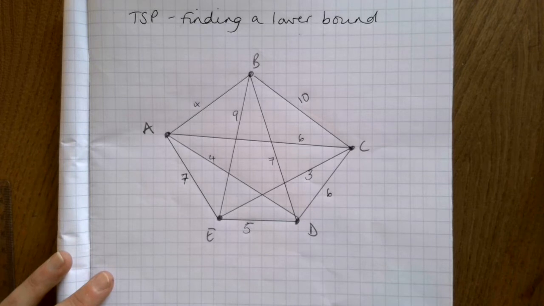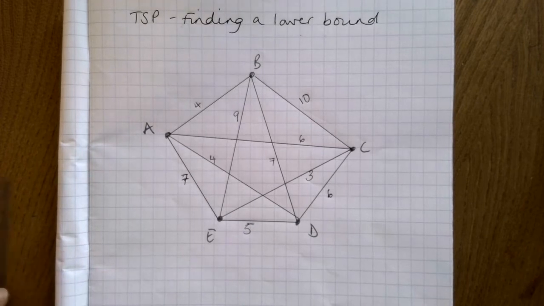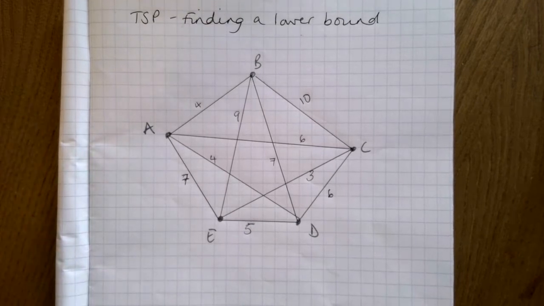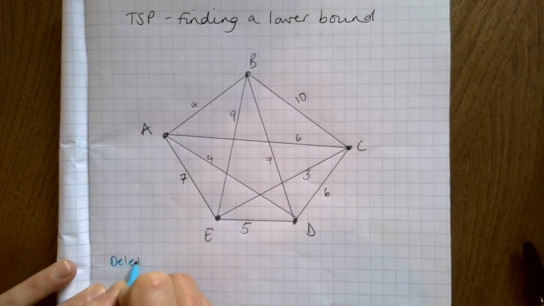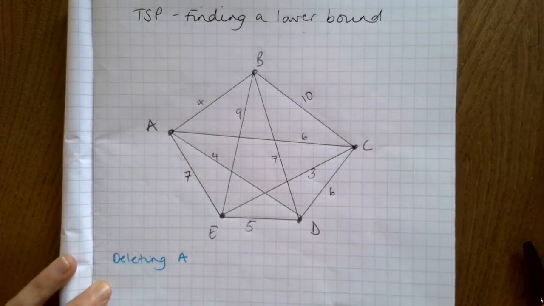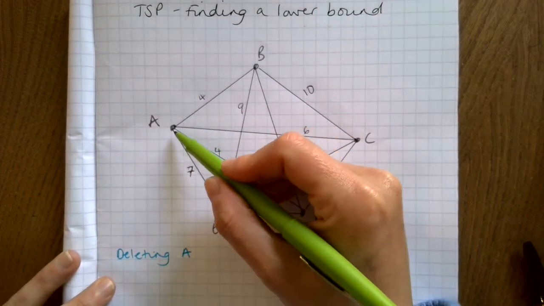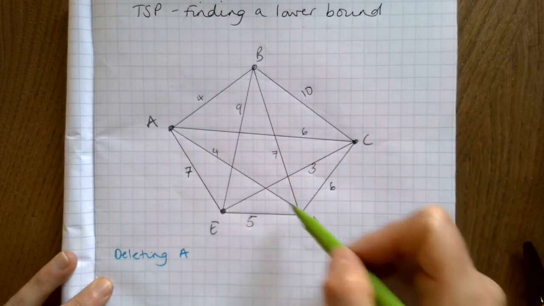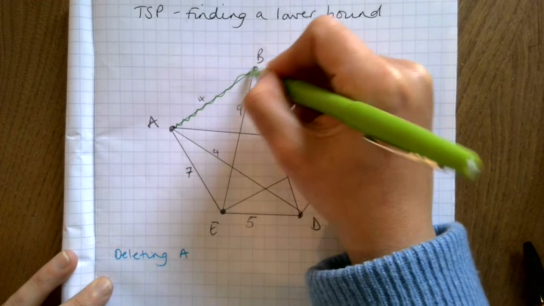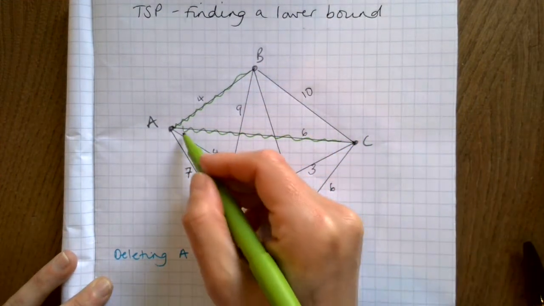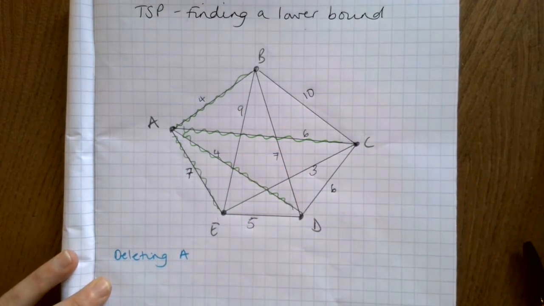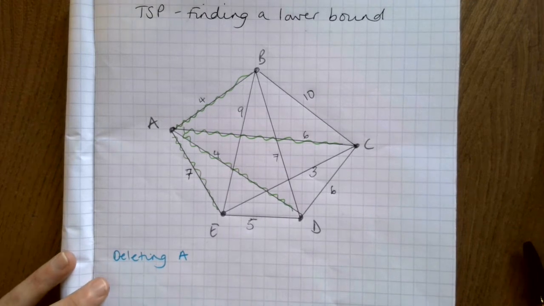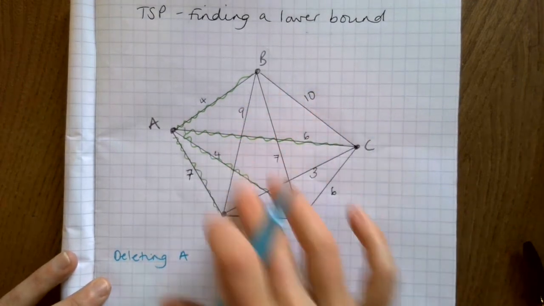So to find a lower bound, we choose a starting vertex. The question in the exam will probably tell you which one to start with. So we're going to start by deleting A. What that means is that we delete A and we delete every single edge that links to A. So I'm just going to scribble those out so that we remember not to use them. And then we find a minimum spanning tree joining all of the remaining part of the graph.